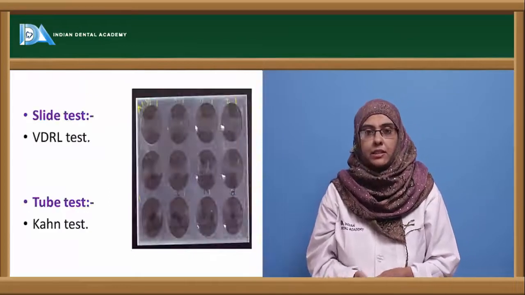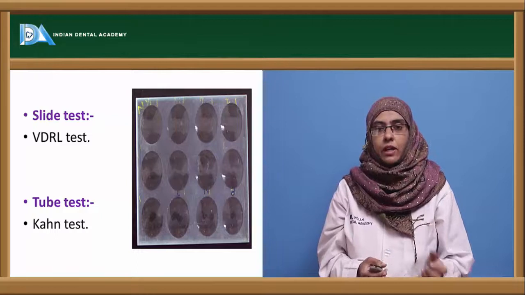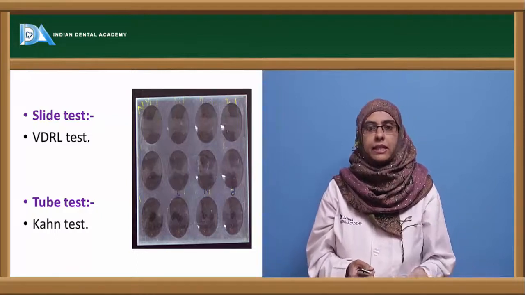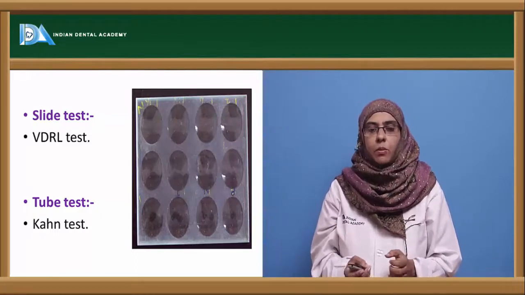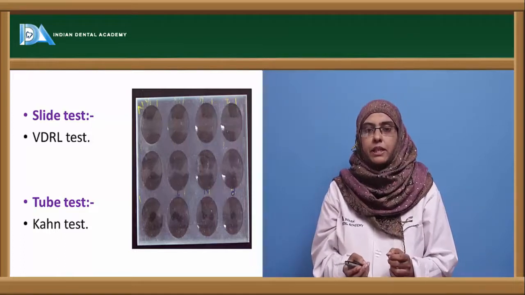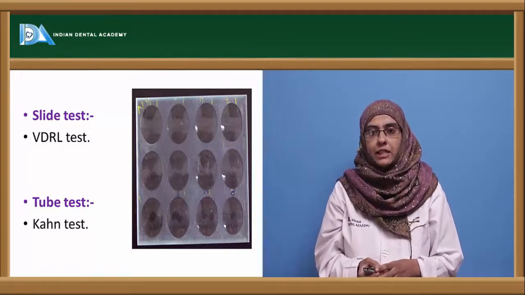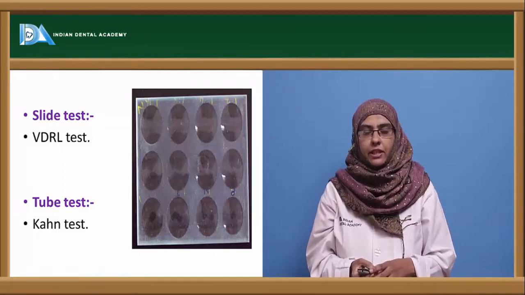Next is the slide test. As the name itself indicates, it is usually carried out on a slide, where a drop of the antigen and the antiserum are mixed properly, shaken, and mixed to form floccules. An example of this slide test is the VDRL test to identify syphilis infection.